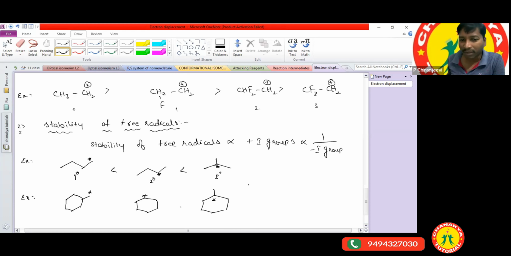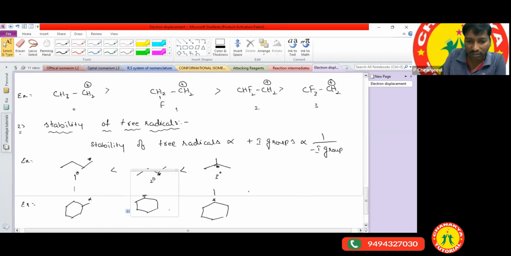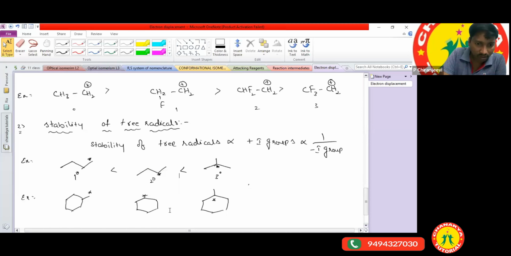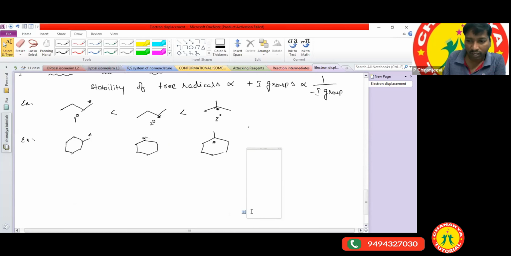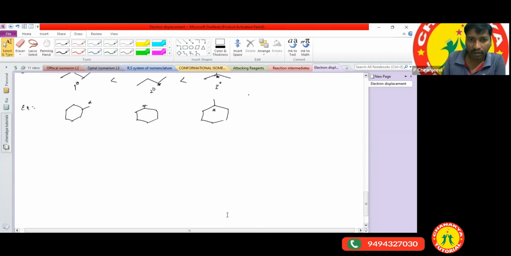Samhita, in the second example, which one is the most stable? I had given three structures. Which one is the most stable one? Sirisha, Tanishk. Stability order from first to third. Three different structures are there. Which one is the more stable one?